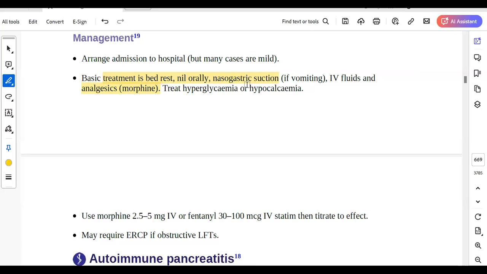If it is less than 7 millimeter, you allow the stone to pass spontaneously. There is nothing you need to do. It will pass on its own. More than 7 millimeter, unlikely to pass. In that situation, the patient will need a laser lithotripsy.